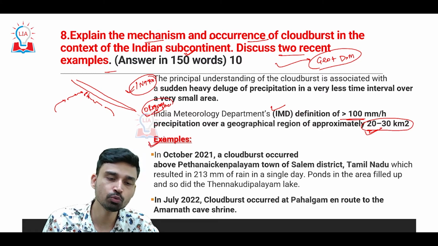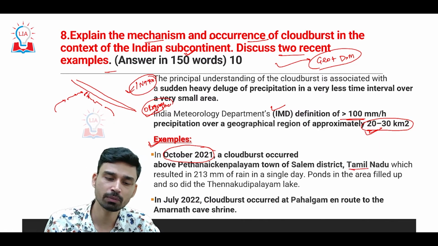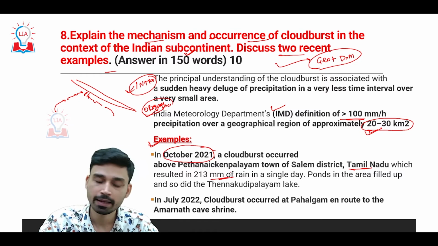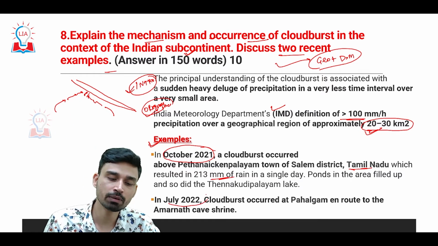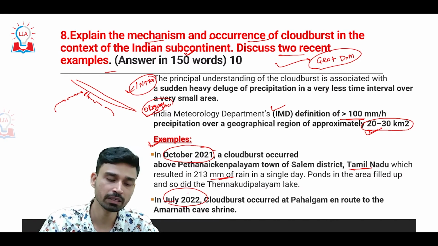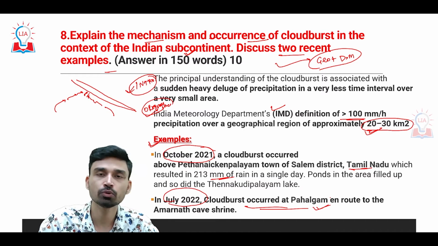Then you also have to give two recent examples. One example you can give is October 2021, when a cloudburst occurred in the Salem district of Tamil Nadu that resulted in almost 230 mm of rainfall in a single day. Similarly, the next example you can give from recent times is July 2022, when the Amarnath pilgrimage journey was going on. A cloudburst also occurred in Pahalgam en route to the Amarnath cave site.